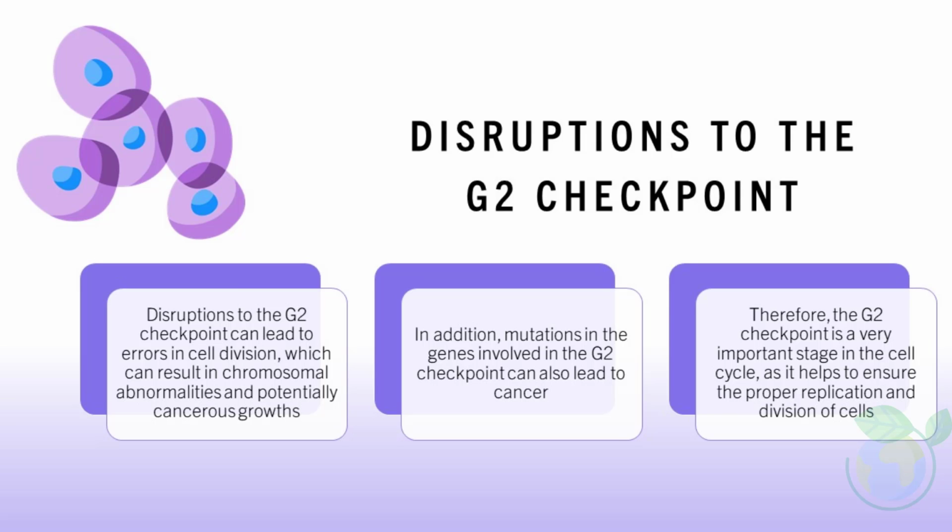Disruptions to the G2 checkpoint. Disruptions to the G2 checkpoint can lead to errors in cell division, which can result in chromosomal abnormalities and potentially cancerous growths. In addition, mutations in the genes involved in the G2 checkpoint can also lead to cancer. Therefore, the G2 checkpoint is a very important stage in the cell cycle, as it helps to ensure the proper replication and division of cells.